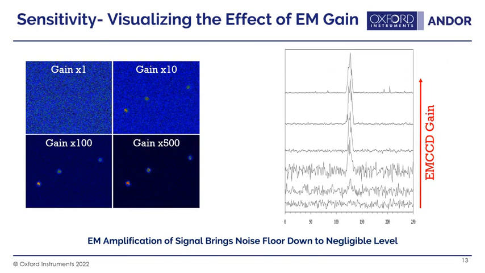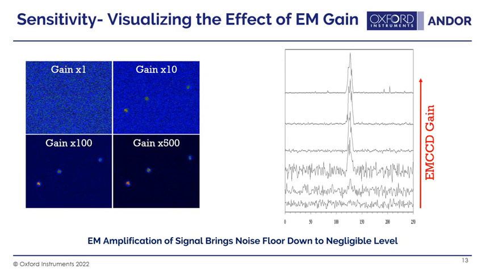This slide shows the effect of increasing EM gain on a weak signal. You can see over here on the left that we have a weak signal taken on an EMCCD, and as we increase the gain 1x all the way up to 500x, you can see how increasing the EM gain improves the image quality by bringing the noise floor down to a negligible level.